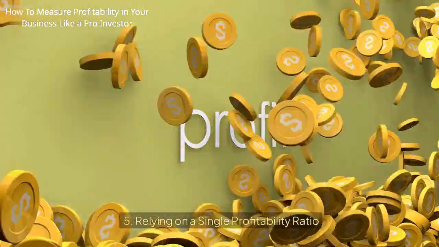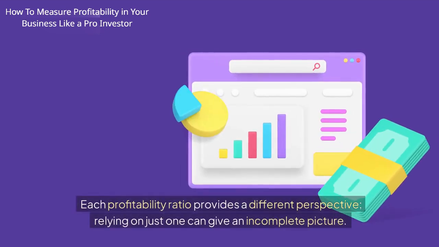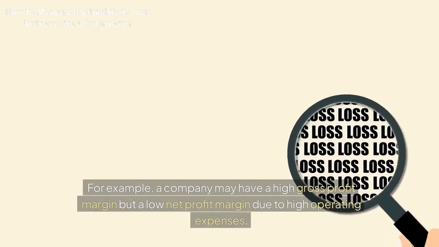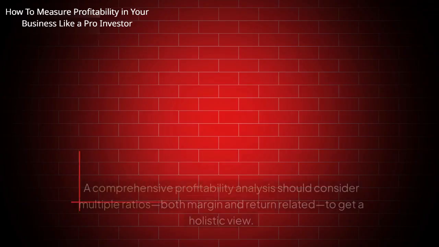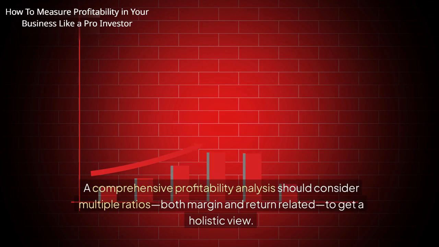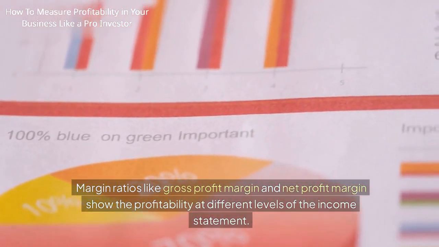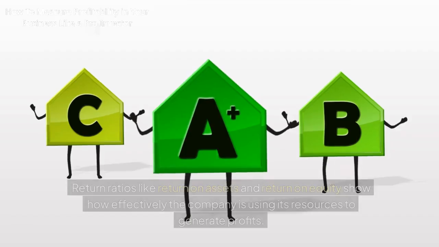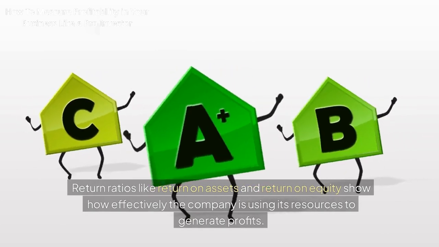5. Relying on a single profitability ratio. Each profitability ratio provides a different perspective. Relying on just one can give an incomplete picture. For example, a company may have a high gross profit margin but a low net profit margin due to high operating expenses. A comprehensive profitability analysis should consider multiple ratios, both margin and return related, to get a holistic view. Margin ratios like gross profit margin and net profit margin show the profitability at different levels of the income statement. Return ratios like return on assets and return on equity show how effectively the company is using its resources to generate profits.